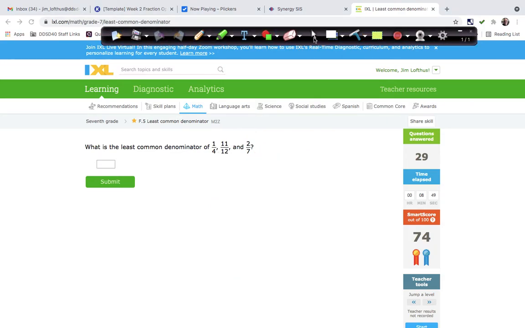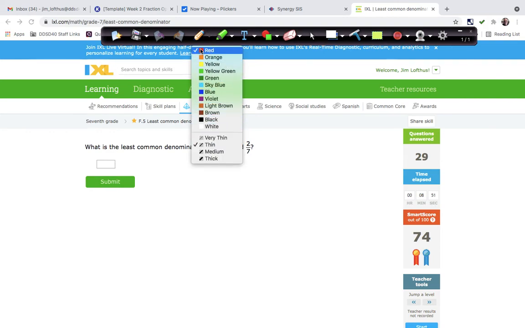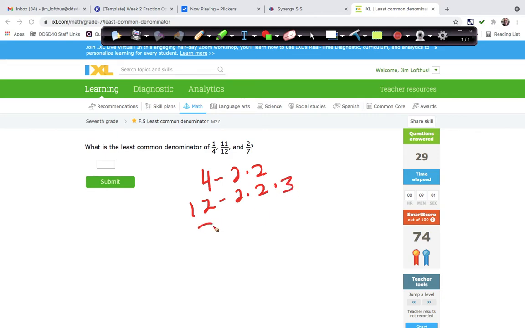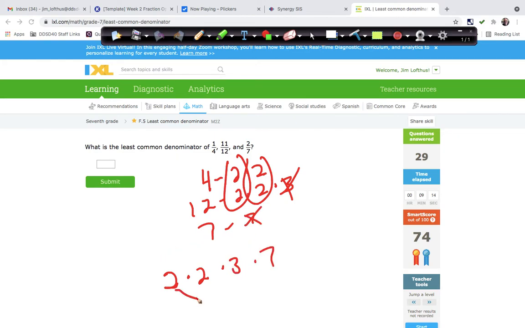Okay, so let's use this method with 4 and 12 and 7. So 4 is 2 times 2. 12 is 2 times 2 times 3, and 7 is just 7. So those are in common, those are in common. We're going to use them each once. And then we're going to use the 3 and the 7. So this ends up being 4 times 21. So that's 84. 84 is the smallest number that all three of those go into.